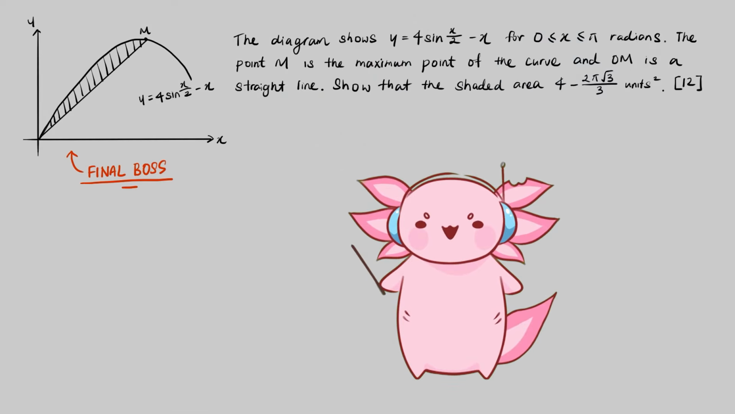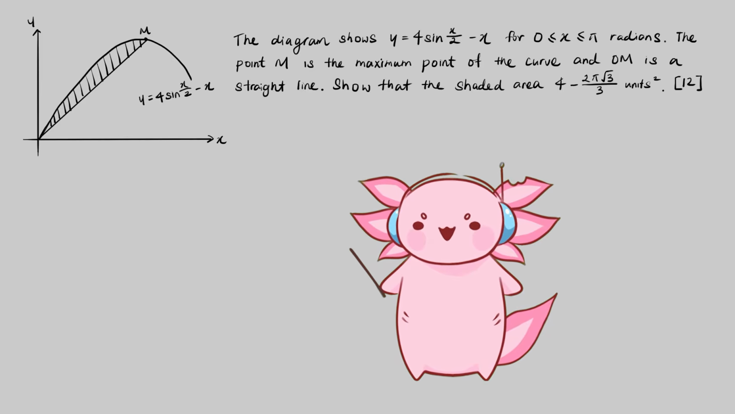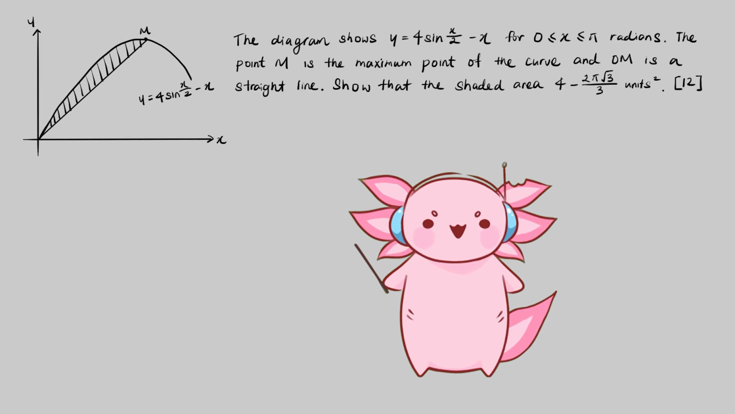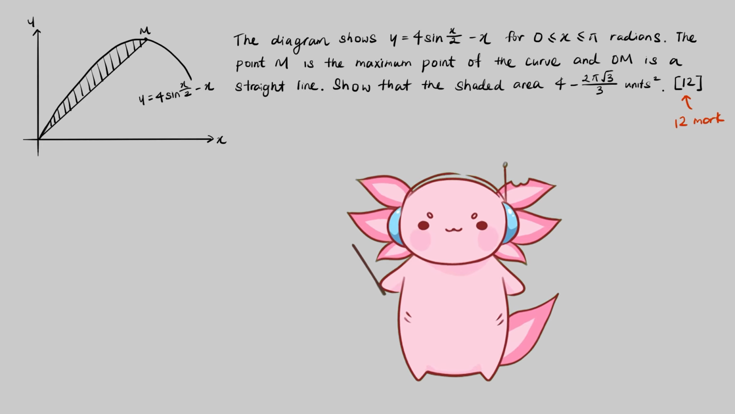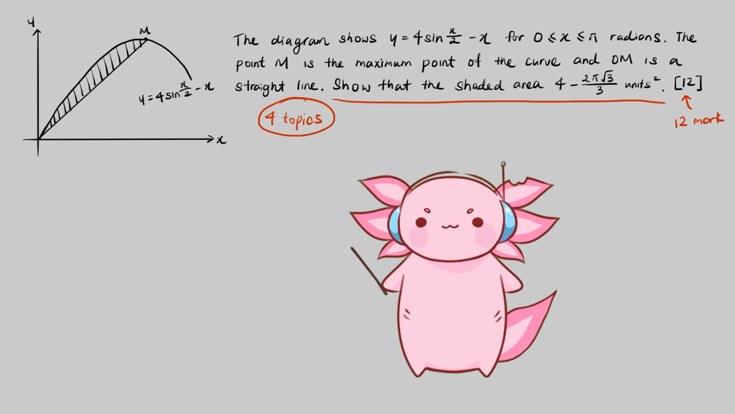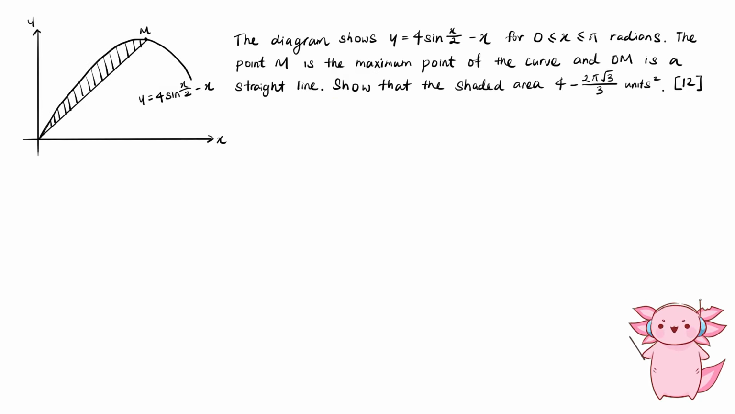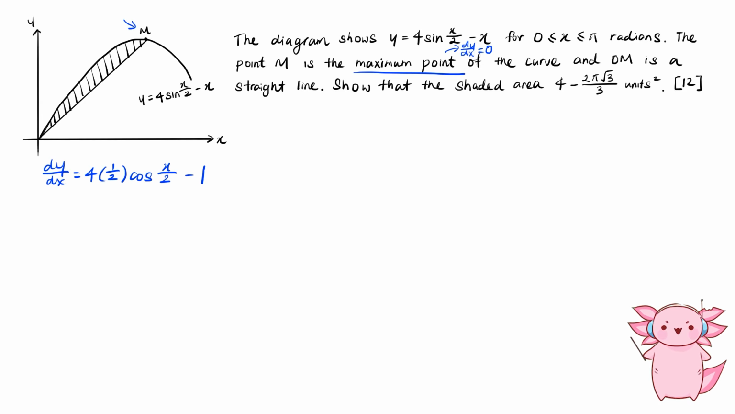Welcome to the 2021 O-Level Final Boss, my favorite question out of the entire TYS because of how creative it is. It is a 12-mark, one-liner question that tests you on 4 different topics. The first step is to find the point M, and because it's a maximum point, we have to differentiate y to get dy dx and equate it to 0.